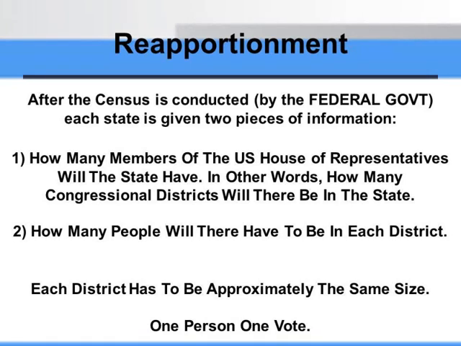After the federal government has conducted the reapportionment process and has given this information to the states, then the states get involved in the process of redistricting. And basically what they're doing is they're redrawing the district lines within their state.